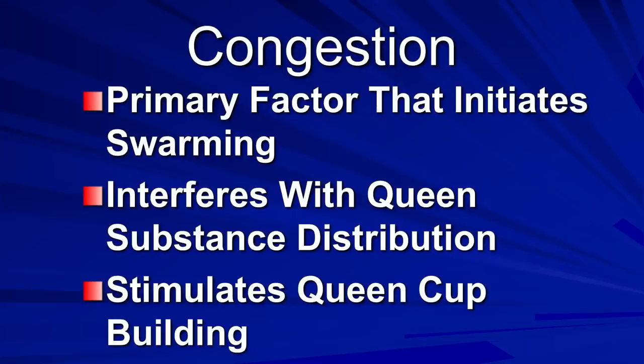Congestion is the primary factor that initiates swarming, and if we were talking about swarming biology today, that would be our first major point that we would make with you. Congestion interferes with the distribution of her pheromones, and it stimulates queen cup building.